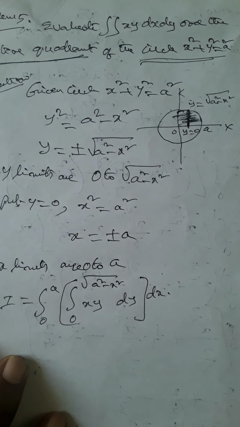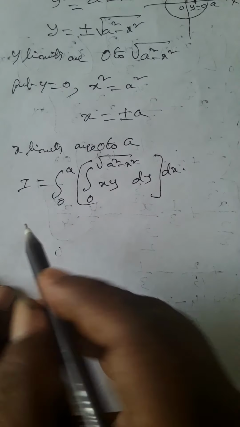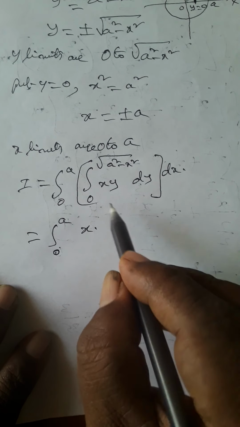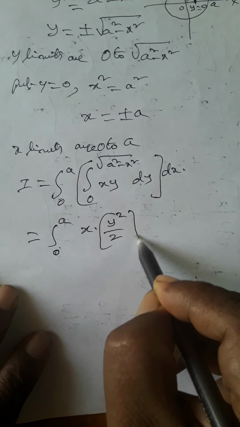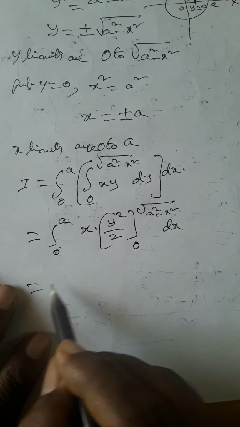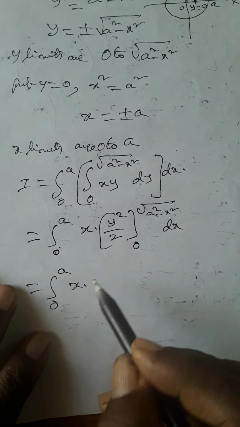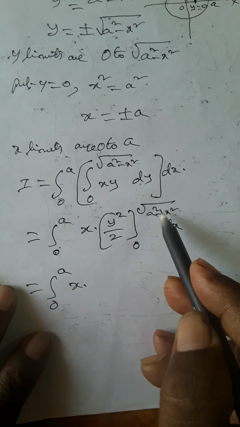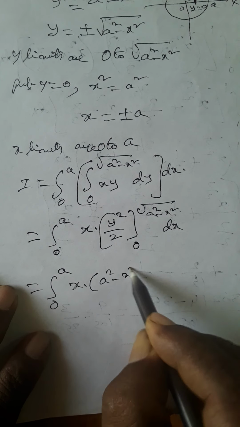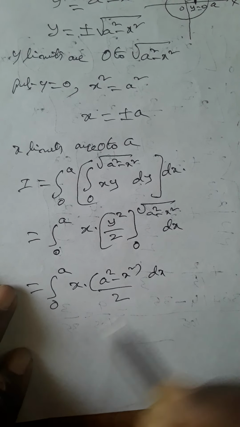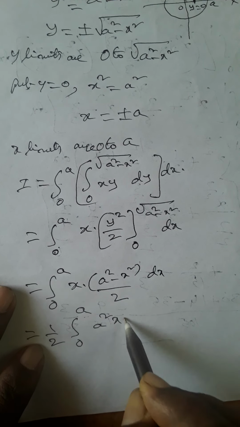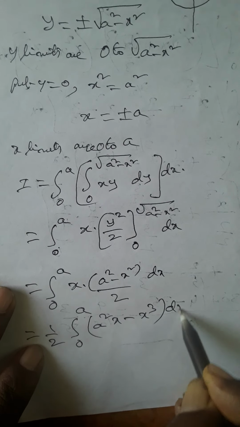Next dx. So integrating here 0 to a, x constant, y integration y square by 2, 0 to root over a square minus x square, dx. 0 to a, x into, substituting upper limit, instead of y you write root of a square minus x square, whole square, root cancel, we get a square minus x square by 2 dx. Common 1 by 2 into 0 to a, a square x minus x cube dx.